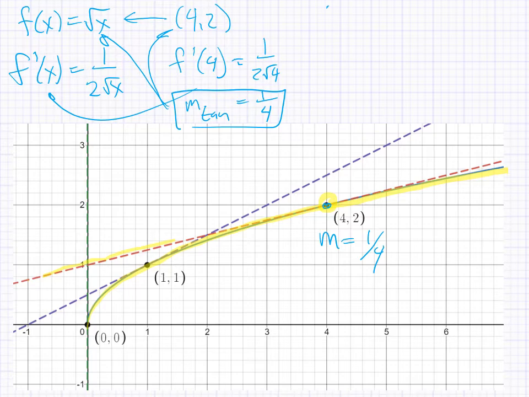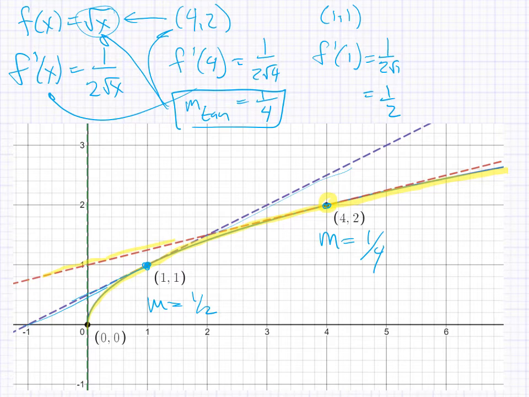All right, let's look at the next point, (1, 1). (1, 1) is also a point on this function. It's right here. When I plug 1 in for x, I get 1 for y. If I look at the derivative at 1, what do I get? Well, I get 1 over 2 times the square root of 1, which is going to give me 1/2. And so right here, the slope is 1/2. Here's this purple tangent line right here. That's a line that has now a slope of 1/2 instead of 1/4. So it's got a little bit steeper slope. It goes through this point right here. So the tangent line and the function have the exact same slope right there, and the slope is 1/2.